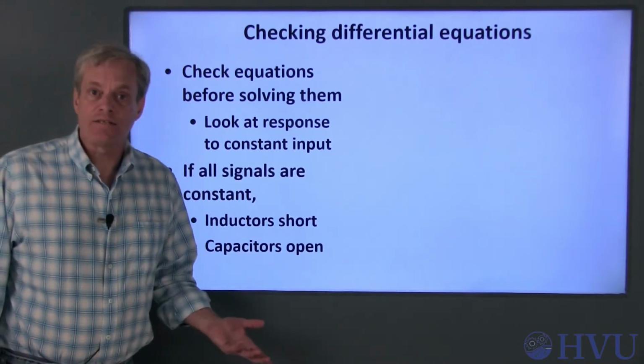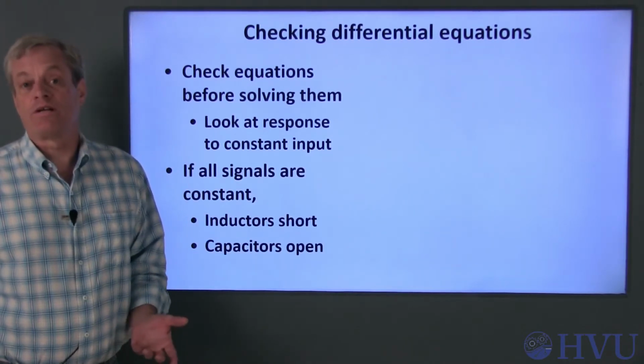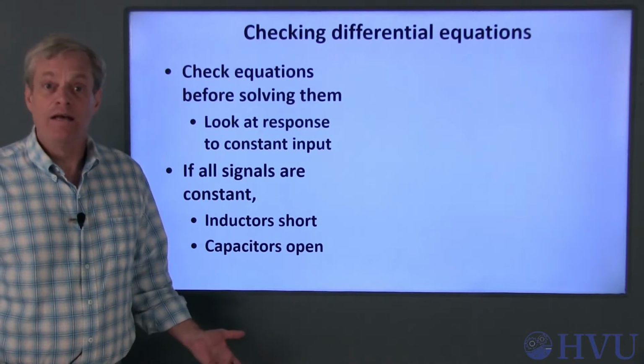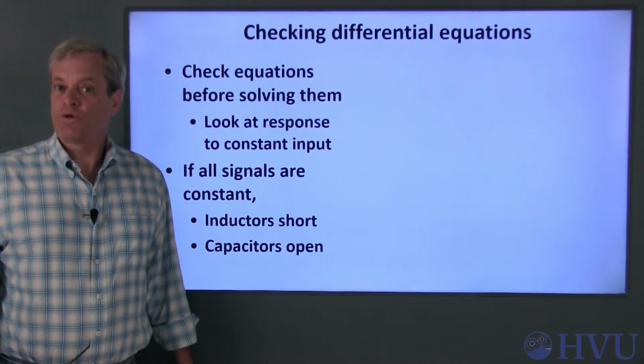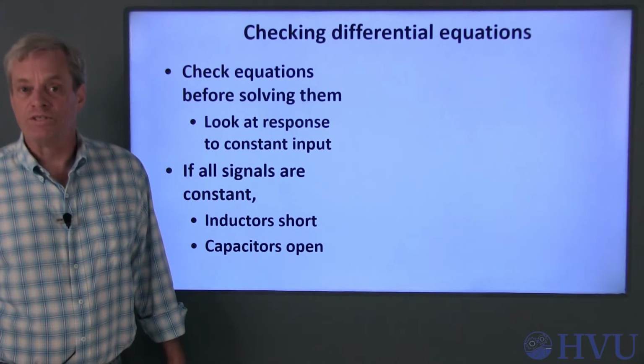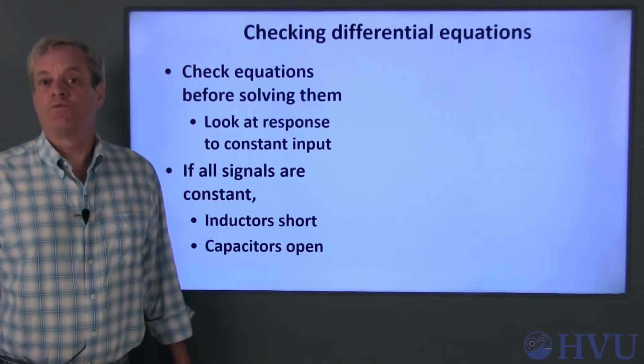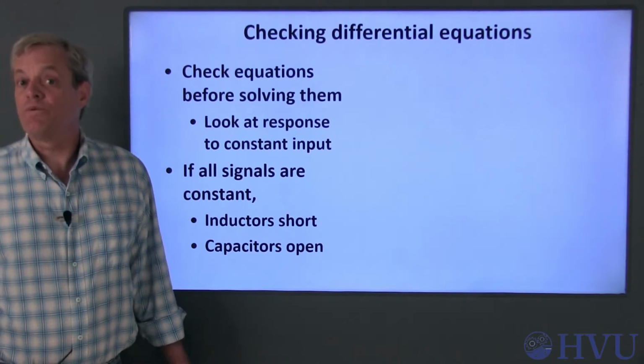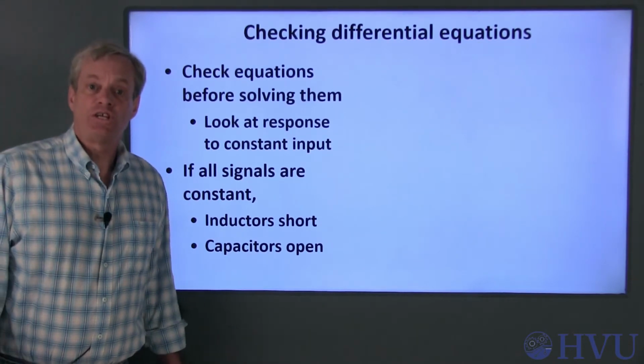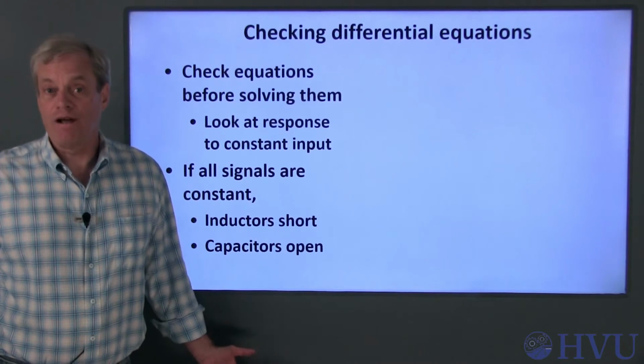If the input is constant, all of the voltages and currents in the circuit eventually will become constants. That means that inductors can be modeled as short circuits and capacitors as open circuits. The response of the resulting resistive network can be compared to the response of the differential equation to a constant input. If the two approaches agree, the differential equation is likely correct.